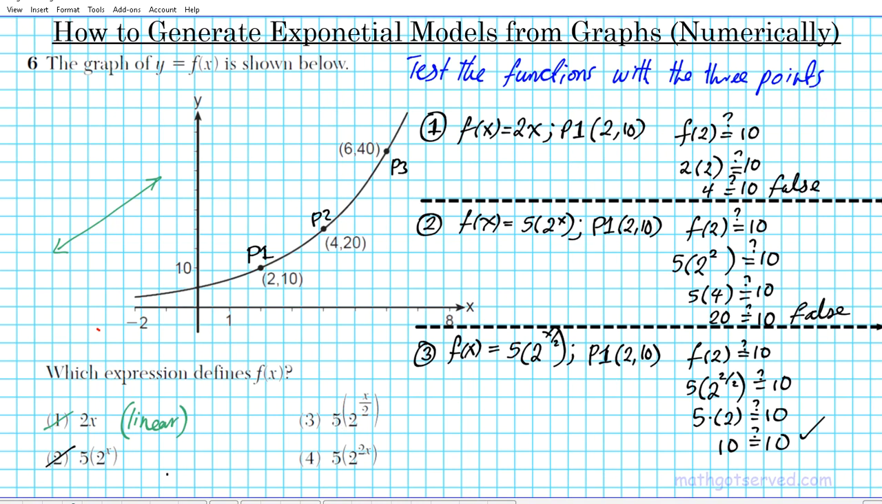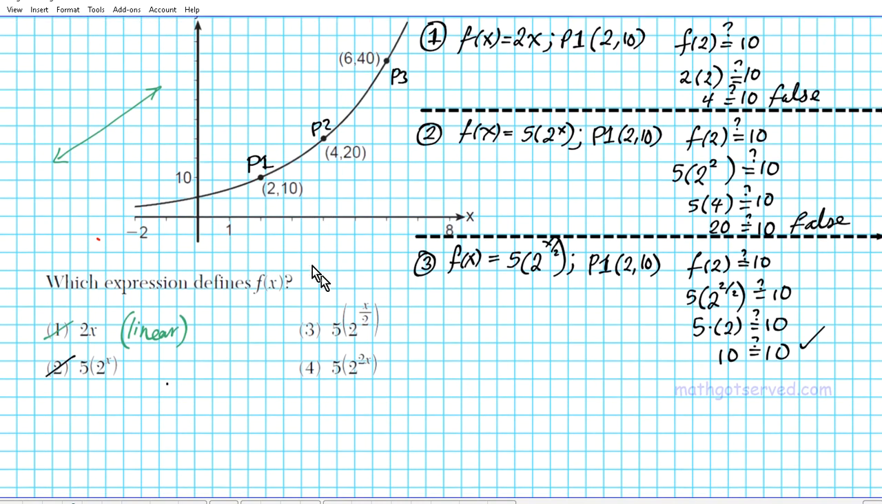Oh man, looks like this is the answer. But is testing only one point sufficient? The answer is no. We gotta test all 3. Okay. So let's move on to point 2, P2. Point 2 is (4, 20). So the question is, is f(4) equal to 20?